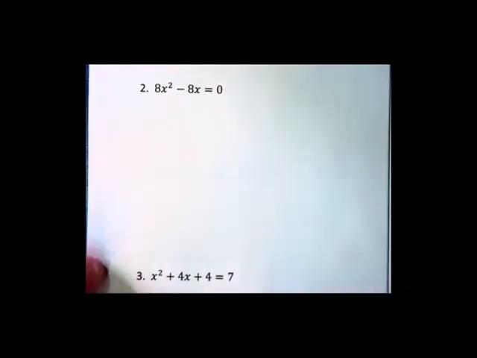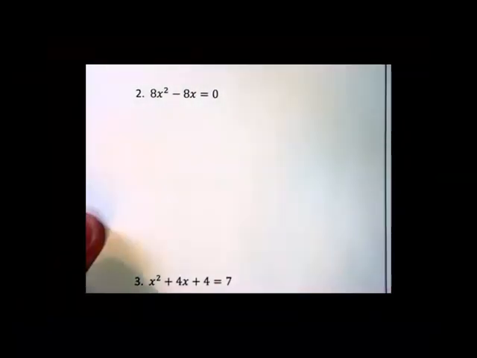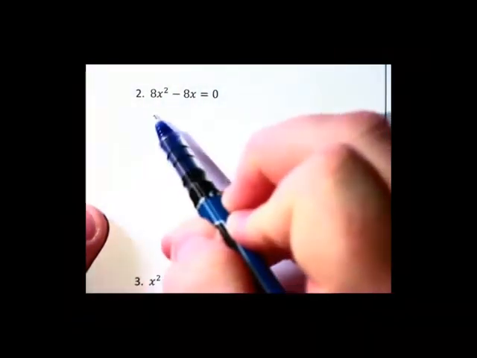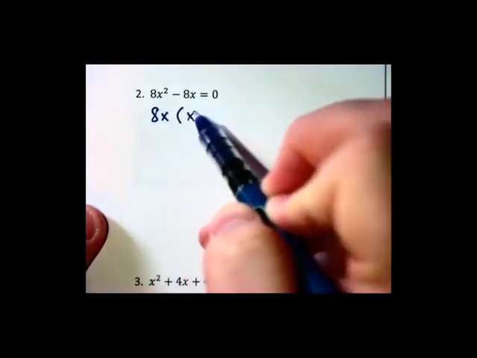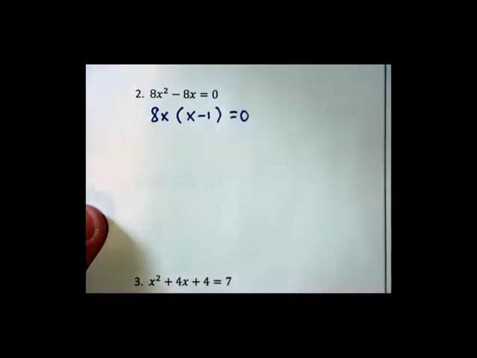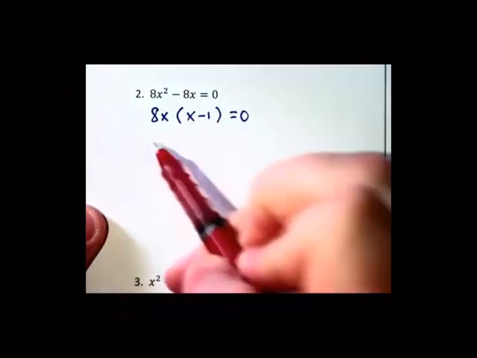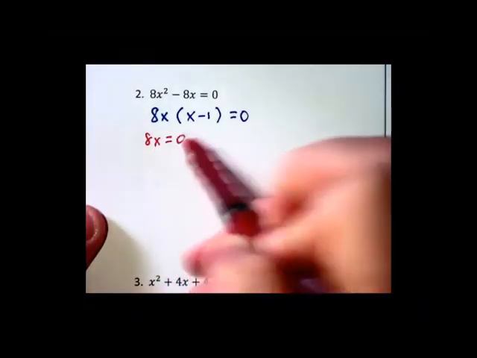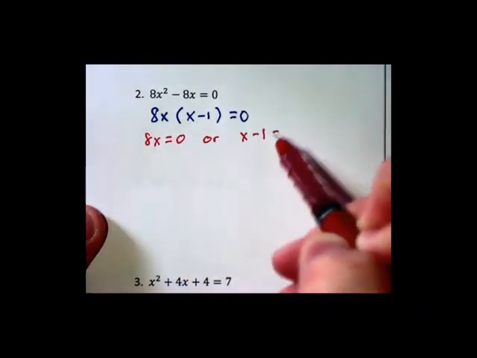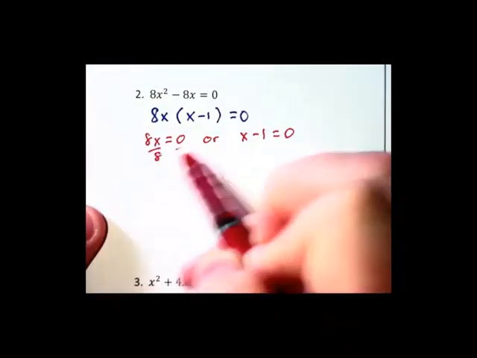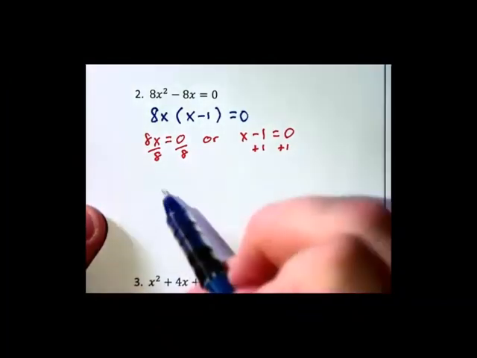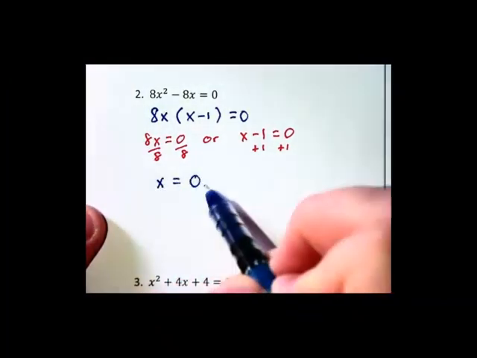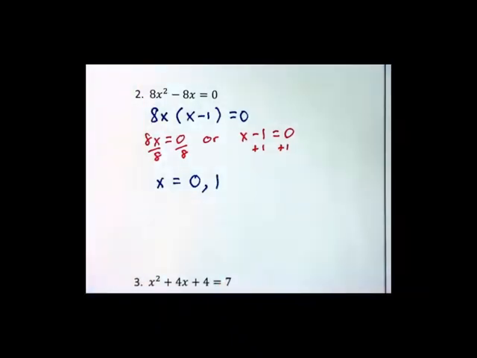Here we go to the second one. And we notice there's only two terms on the left-hand side of this equation. And so we resort to factoring. We notice that 8x can be factored out. We're left with x minus 1 equals 0. And we'll then use the zero product rule, saying 8x equals 0 or x minus 1 equals 0. On the left we would be dividing by 8, and on the right we would be adding 1 to each side of those equations, and we get x equals 0 or 1 as the solutions to our equation there.